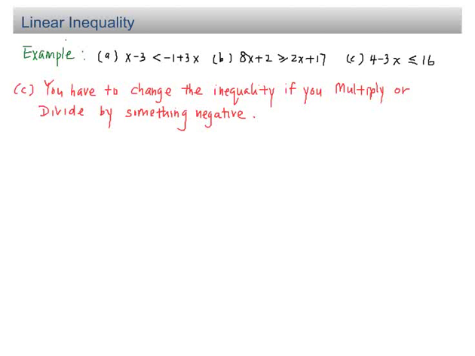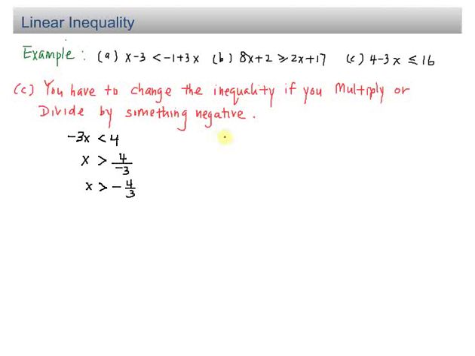Now the third point here, you have to change the inequality if you multiply or divide by something negative. This is very important. This is normally the mistake for most of the students. If I have negative 3x less than 4, I need to divide both sides by a negative number. What I do, I need to switch my inequality sign, it becomes more than 4 over -3. So my answer should be x more than -4 over 3.